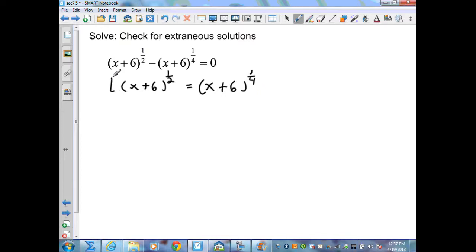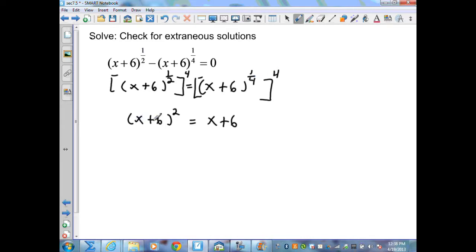Now I want to raise each side to the same power, but a power that is both divisible by 2 or 4. That would be their common denominator. The common denominator is 4. So 2 will go into 4 evenly, and 4 will go into 4 evenly. So when I multiply 1/2 times 4, I get x plus 6, and 1/2 times 4 is 2. So that quantity is squared, and x plus 6, and 1/4 times 4 is just 1. So we get x plus 6.